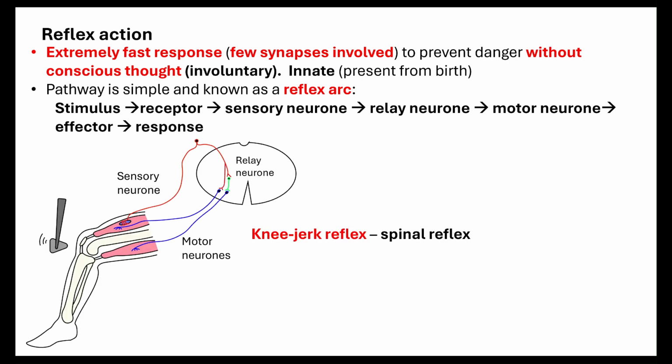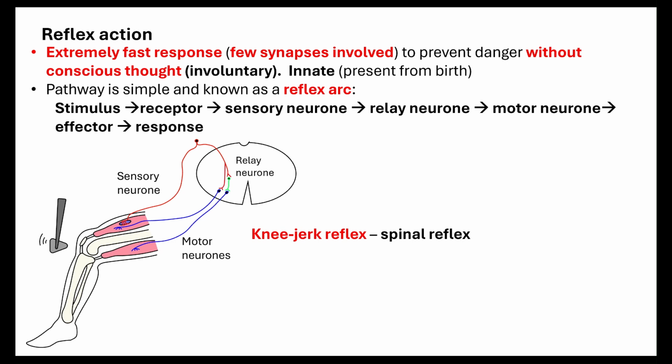Now the one that you need to know about is the knee-jerk reflex, which is your spinal reflex. Now, when the leg is tapped just below the kneecap, which is known as the patella, it's going to actually stretch the tendon, which acts as the stimulus. What you then have is that is going to cause the extensor muscles on top of the thigh to contract, and at the same time it's going to actually inhibit the flexor muscles on the bottom, causing them to relax.